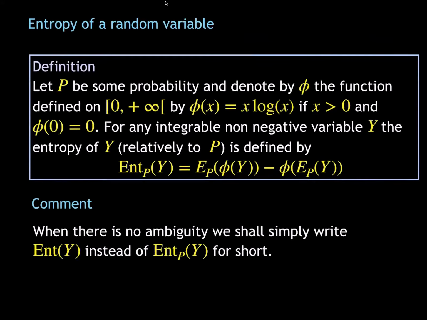And this duality formula has a converse, which says that if t is a random variable such that for all non-negative and integrable variable y with expectation equal to 1, the entropy is larger than the expectation of y times log t, then conversely, it means that the expectation of t is less than 1. Okay? This is the statement.